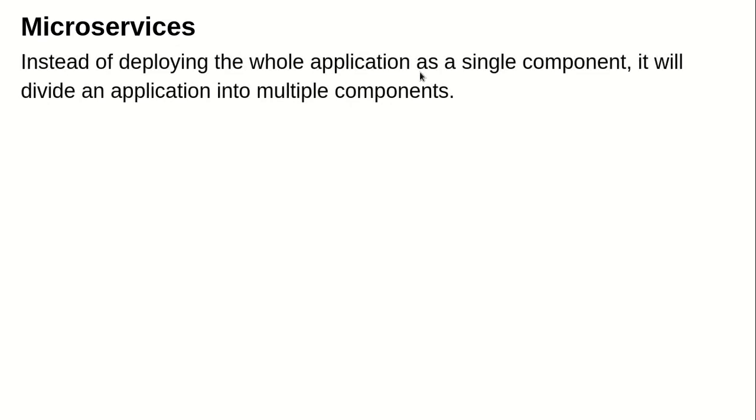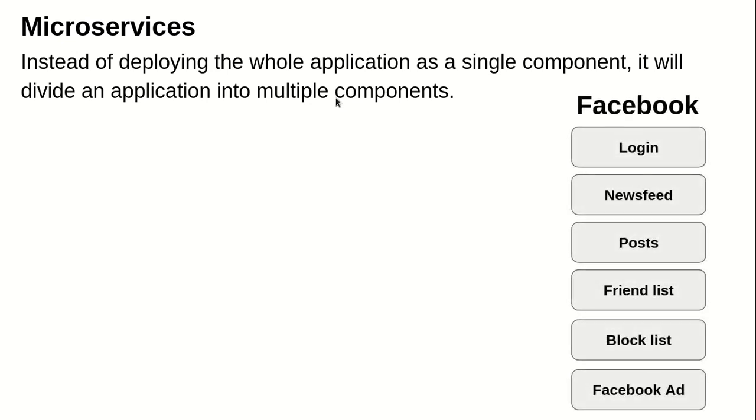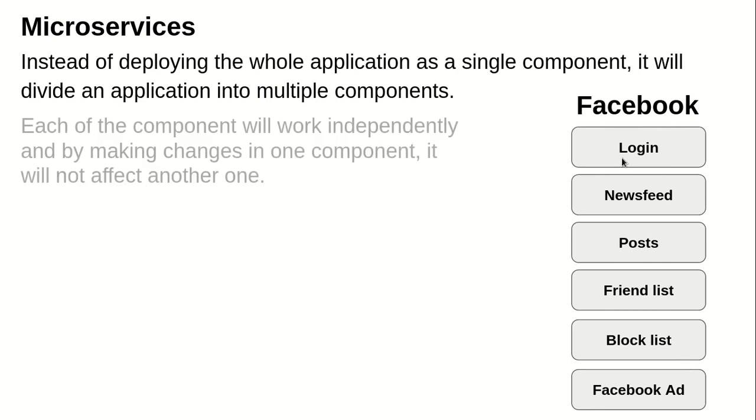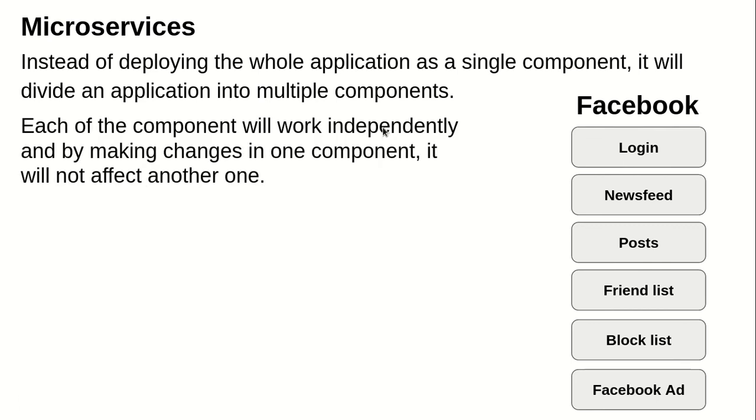Alright, so now there is another architecture, that is microservices. So instead of deploying the whole application as a single component, it will divide an application into multiple components like this. As you can see, Facebook is divided into multiple parts and each of the parts is working independently. Each component will work independently, and by making changes in one component, it will not affect another one.